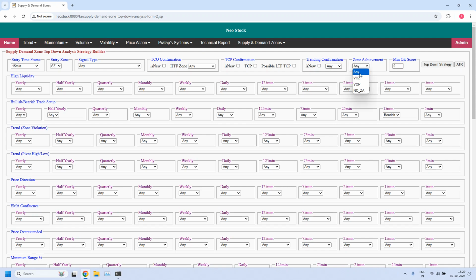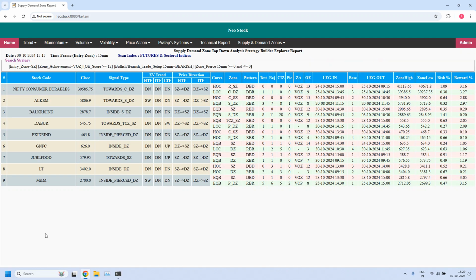Zone achievement violated opposing zone. Minimum odd enhanced score 12. All the 3 filters are applied to the 15 minutes supply zone. Now let's verify. We got 9 stocks. All these 9 stocks are currently supporting bearish trade setup for daily income trade. That is entry time frame 15 minutes, entry zone, supply zone.